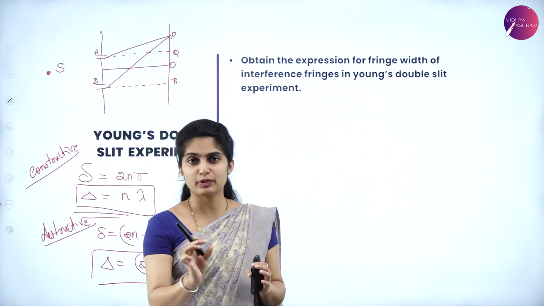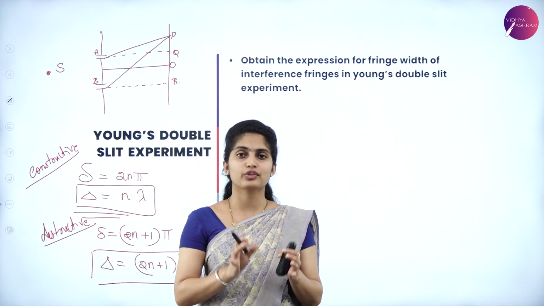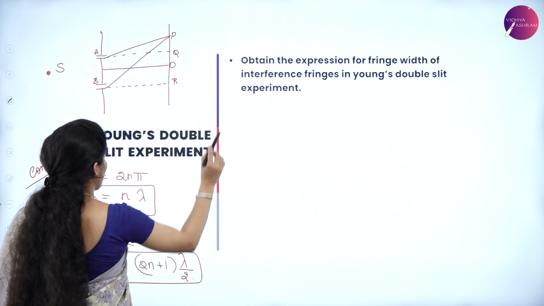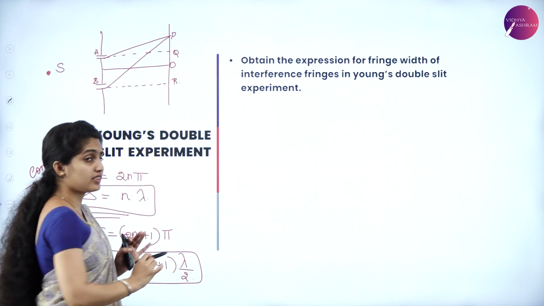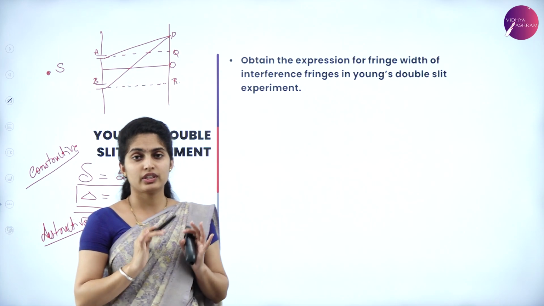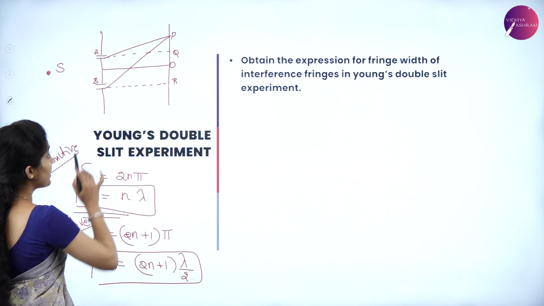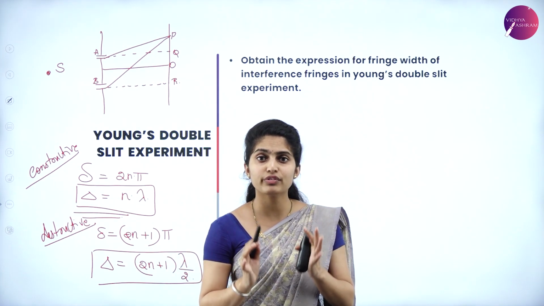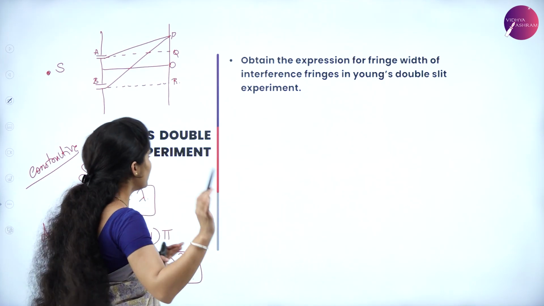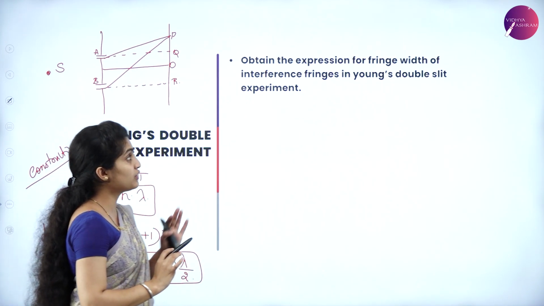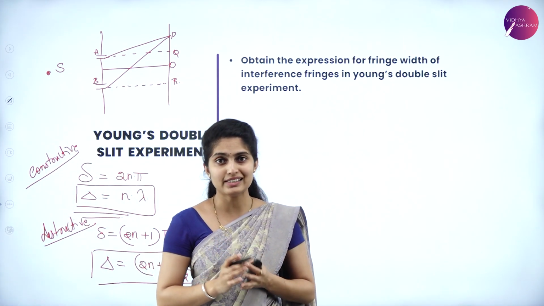The width between two bright fringes, or the width between two dark fringes, is what we are going to consider, and that consideration is done at a selected point, which is called P. So these are the experimental setup we are using. Having this concept, we need to get into the fringe width. So what is our question? The question is to obtain the expression for the fringe width of interference fringes in Young's double slit experiment.